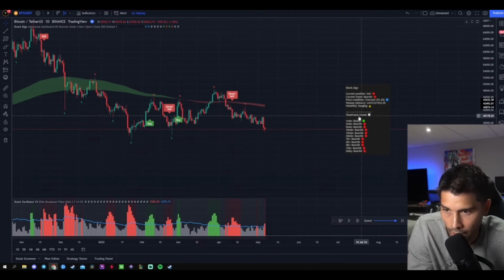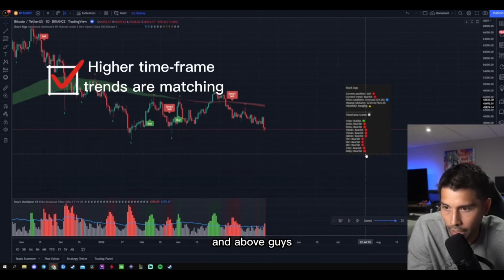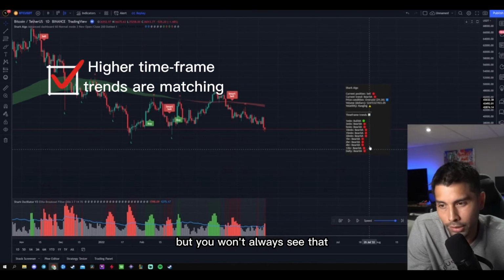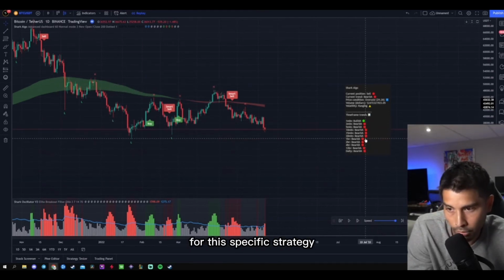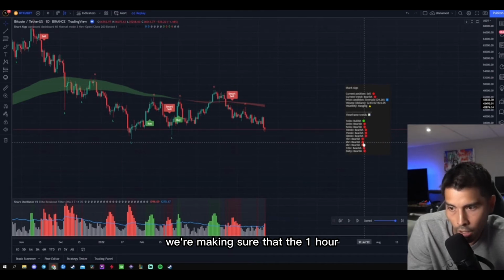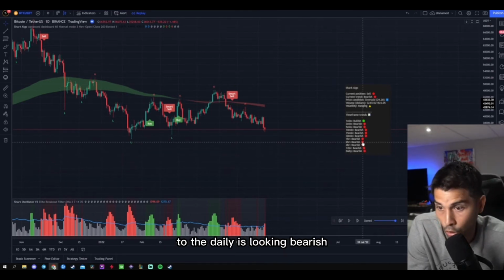So we're going to make sure that everything is looking bearish on the 1 hour and above, guys. Ideally, everything would be bearish, but you won't always see that. Sometimes you'll see the 1 minute or the 5 minute will be bullish, and that's okay. For this specific strategy, we're making sure that the 1 hour to the daily is looking bearish.